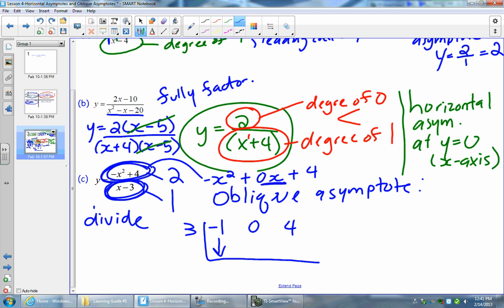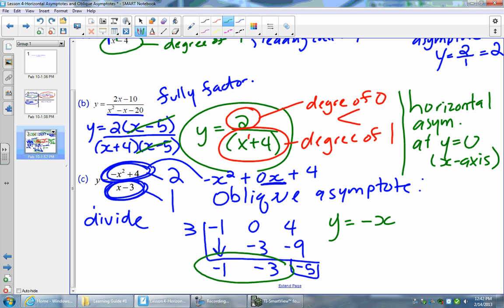Bring down the -1, and we have 3 times -1, which is a -3. Add those two values together, we get -3. And 3 times -3 gives me a -9. And I add these two together, I get -5. Okay, so what was the whole point of dividing there? Well, the quotient, which is located right there, is going to give you the equation of the oblique asymptote. So the quotient is y is equal to negative x minus 3. And that is the equation of the oblique asymptote.